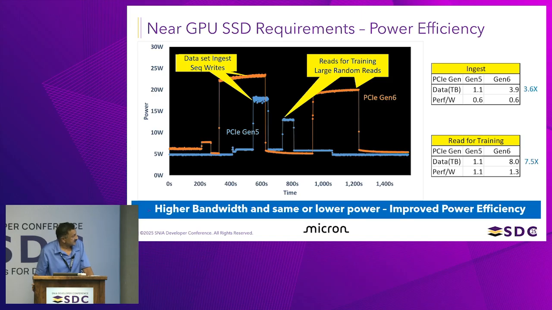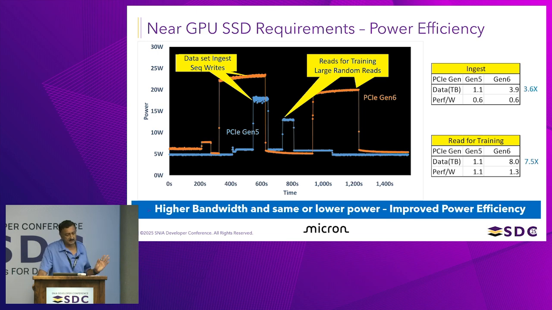So if you look at this chart here, what we did was we ran the benchmark for about 1,500 seconds, and that's what you see on the x-axis. And the plot shows the power consumed during the course of the benchmark while it performs these two tasks. The Gen 5 drive is shown in blue, and the Gen 6 drive, this is our Micron drive that we recently announced, the plot shows in orange.